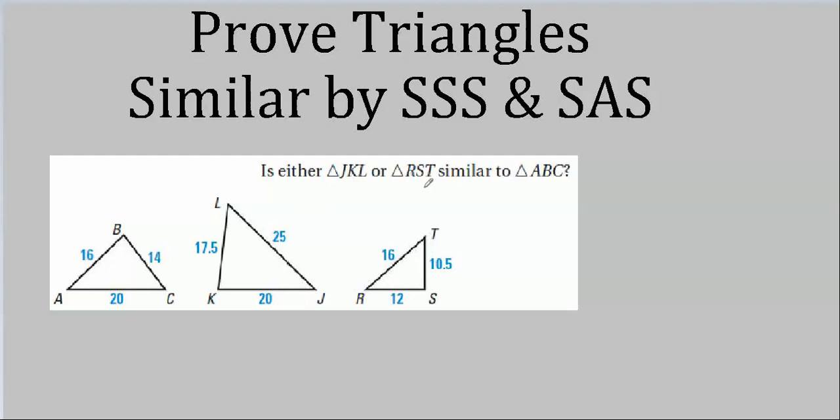So we have RS and AB. So what's that? That's 12. We'll just put the small one over the big one. No reason not to, I guess. 12 over 16. Now, what are our next corresponding sides? How about ST and BC? There's ST and BC. So we have 10.5 here and 14 here. Is that the same ratio?